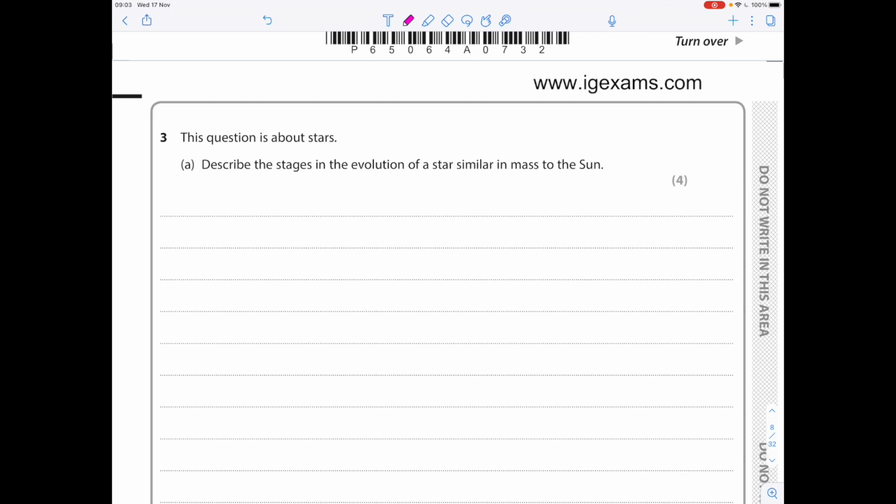This question is about stars. Describe the stages in the evolution of a star similar in mass to the Sun. So that means we're talking about a small star. So remember that a star starts life as a nebula and then becomes a protostar. And then this small star enters the main part of its life, which remember is called the main sequence.